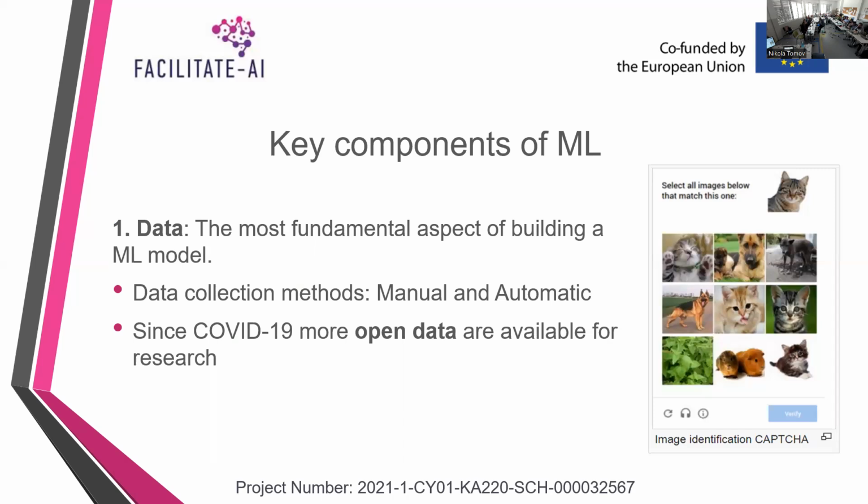The first one, the most fundamental one, we've talked about it, is data. We have, as I said before, the manual way and the automatic way. And since COVID came, we also have some very positive results for research, because we have a lot of open data. That's why in Kaggle, which Fabio talked about before, we have so many open data sources.